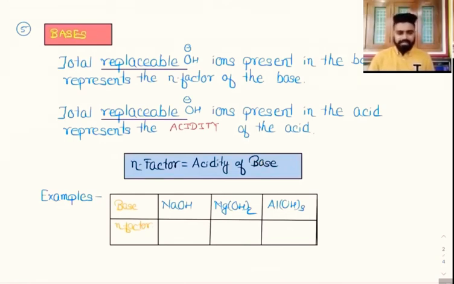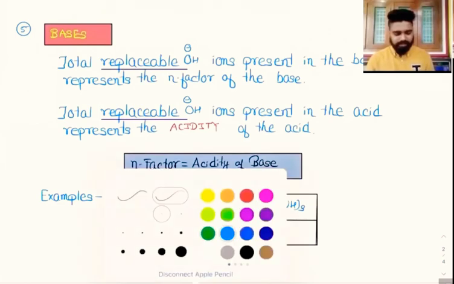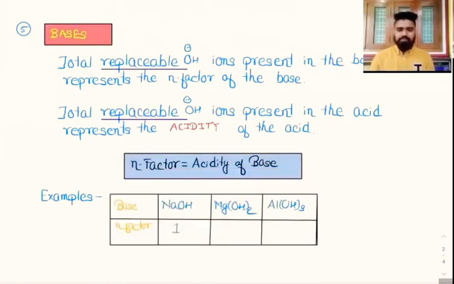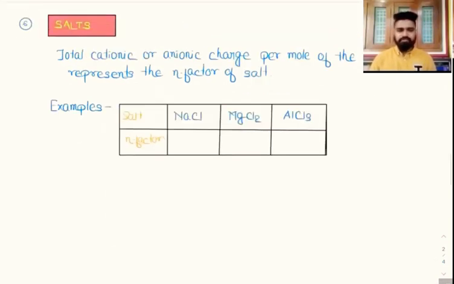If we take these examples, in case of NaOH, we have only one replaceable OH minus. Therefore, the n factor in case of NaOH is 1. In case of magnesium hydroxide, we have 2 replaceable OH minus. Therefore, the n factor is 2. And in case of aluminium hydroxide, Al(OH)3, we have 3 replaceable OH minus. Therefore, the n factor is equal to 3. So this is about the calculation of n factor in case of bases. Let us have a look over the calculation of n factor in case of salts.